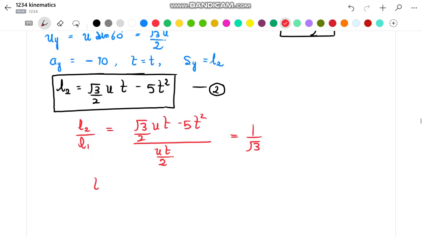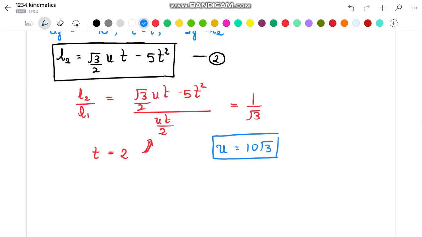Okay, so now substituting the value of t equal to 2 seconds, since this data was already mentioned in the problem, I can directly solve for the value of u, and on solving this equation, the value of u comes out to be equal to 10 root 3.